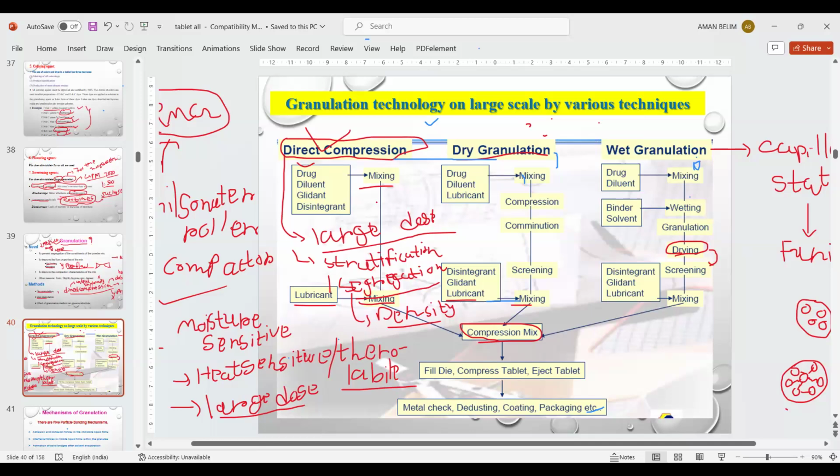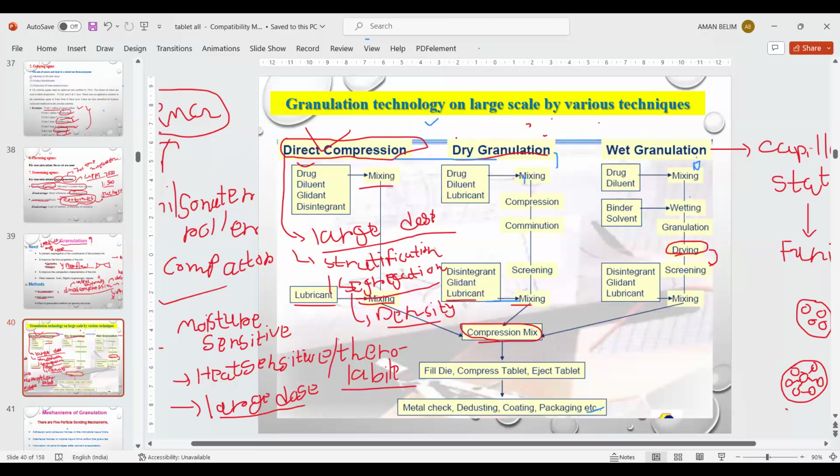Remember it: we simply mix the API and all the excipients and directly compress it in the multi-compression rotary press. That is direct compression. It is not suitable for large doses, and it also shows stratification or segregation. Segregation is a separation of particles according to their density. And that's why one more problem is observed, a content uniformity problem, in case of the direct compression method.